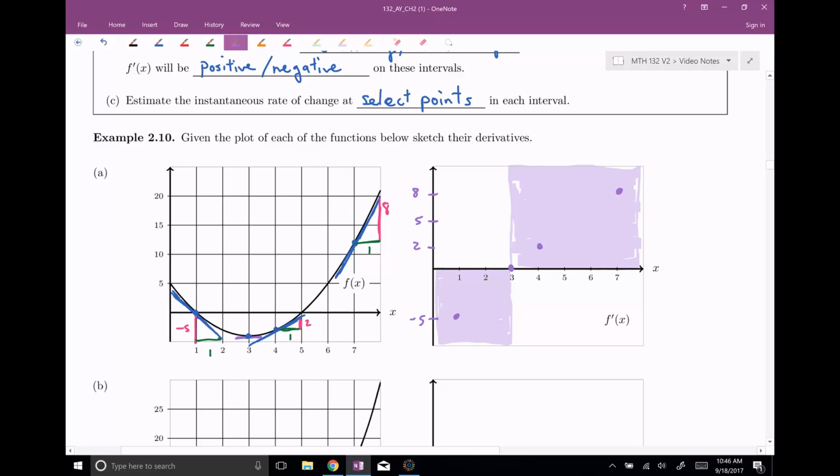So 7, slope 8. And then the last thing, right, if we want to sketch the derivative, well, let's go ahead and connect these points, just like we did whenever we were sketching a function for the first time. So something like this. All right, there is a graph of the derivative. I think this was actually pretty good.